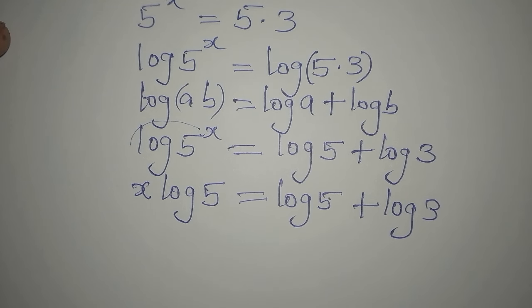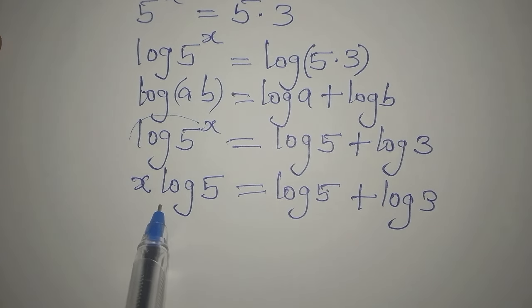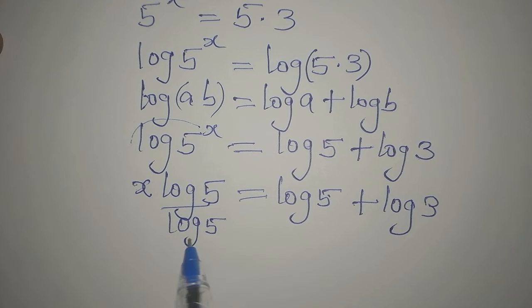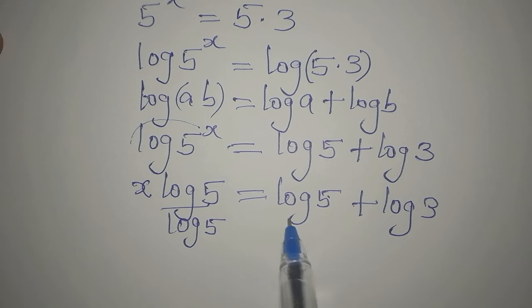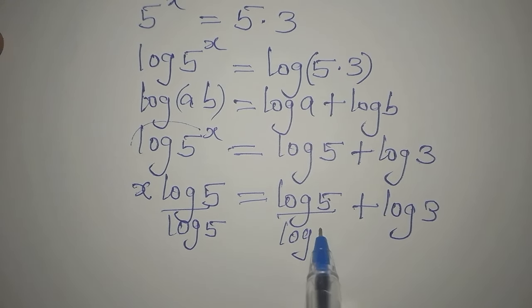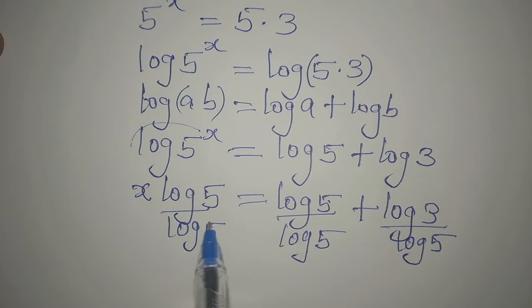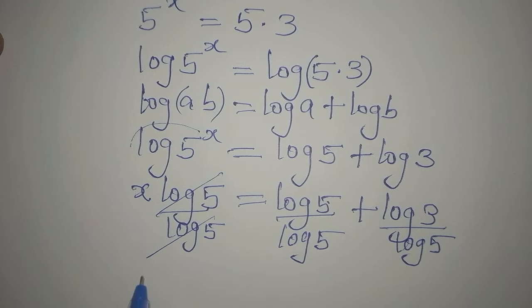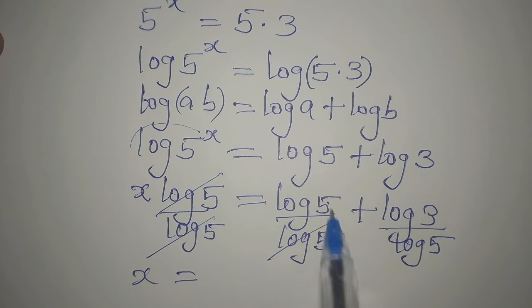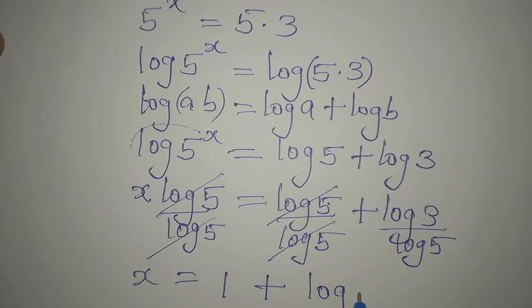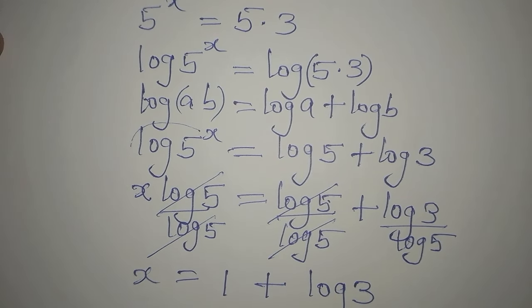Now the next point is to remove this from here. Remember I told you that if you have x times log 5 and you want to remove one of them, you would divide it by itself. So log 5 will be divided by log 5, but it has to reflect on the other side. Divide this by log 5 as well, so that this will take this away. Now x is alone. This will go into this one time, then plus log 3 divided by log 5.